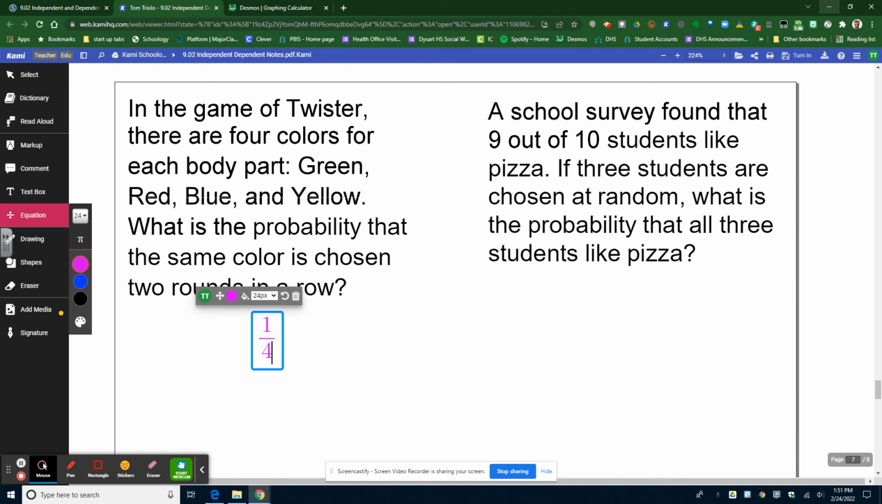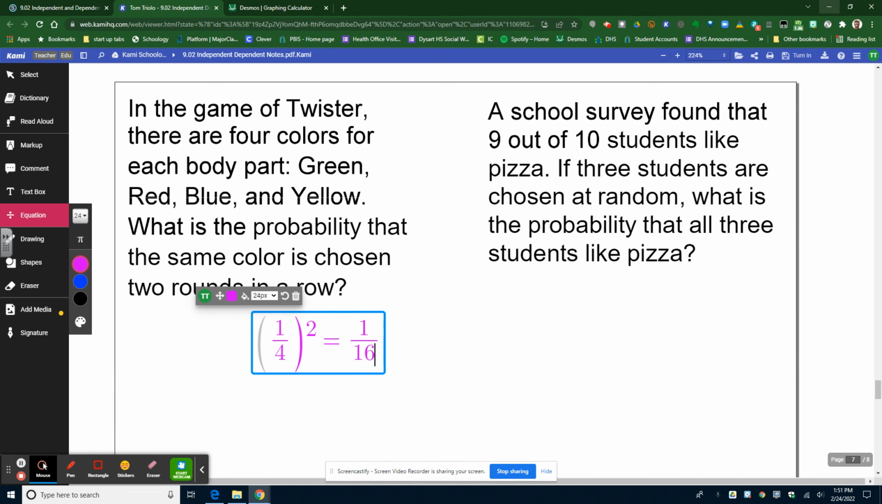Remember, this is 2 rounds in a row. So we're not playing Twister where the person has the hand on there already, and then the next person only has 3 colors left. Well, it depends on what you're spinning and that kind of stuff. So 1/4, can we write that as 1/4 squared? Yeah. Which is 1/16.